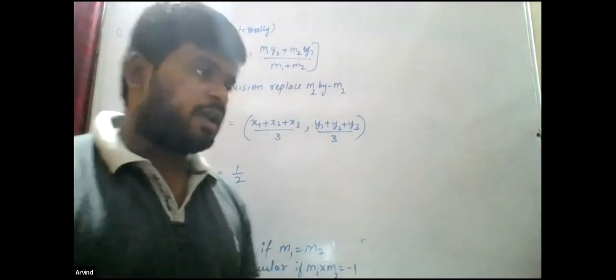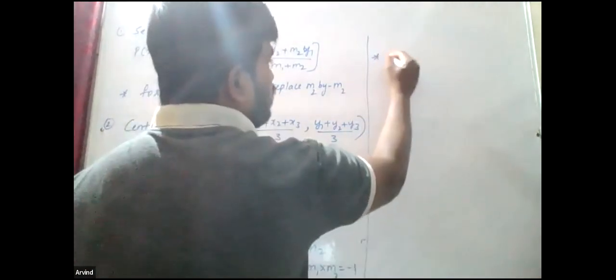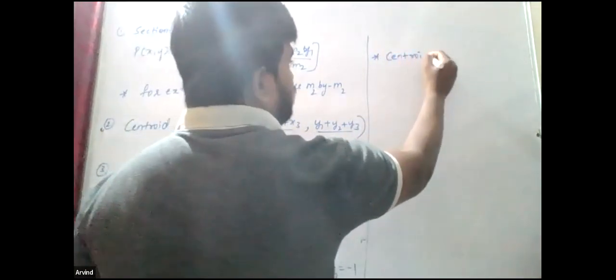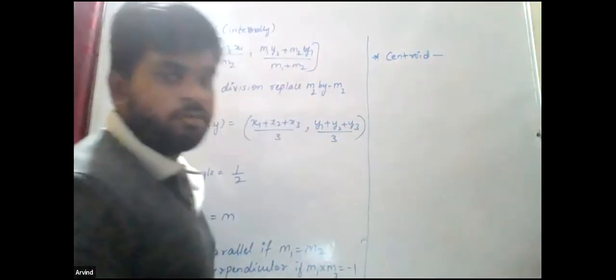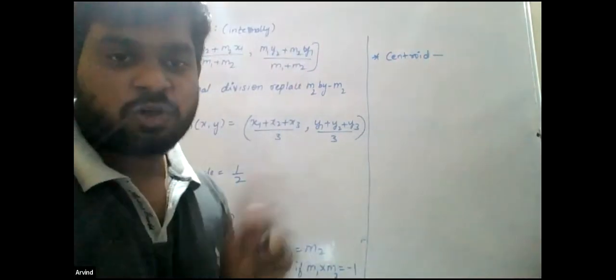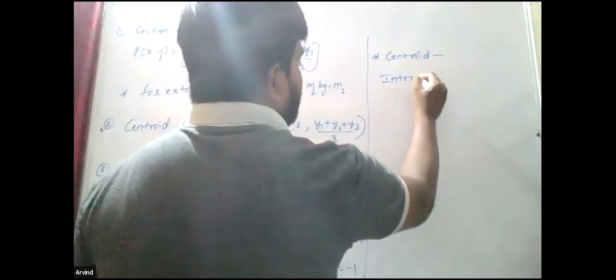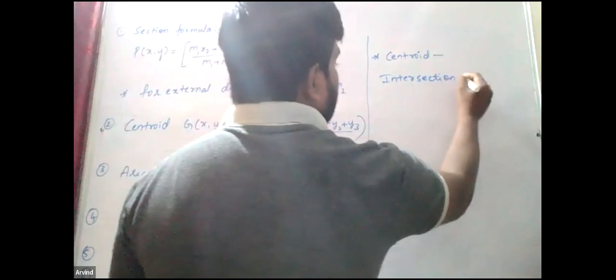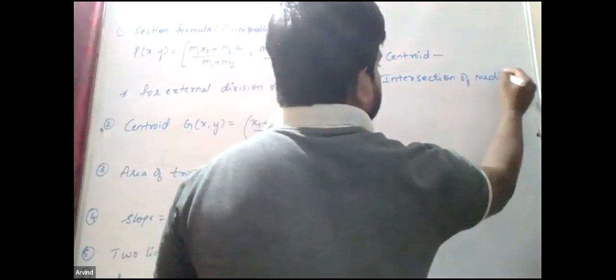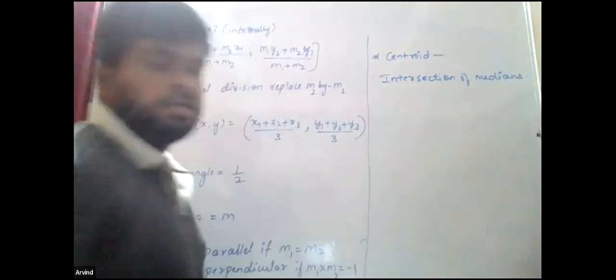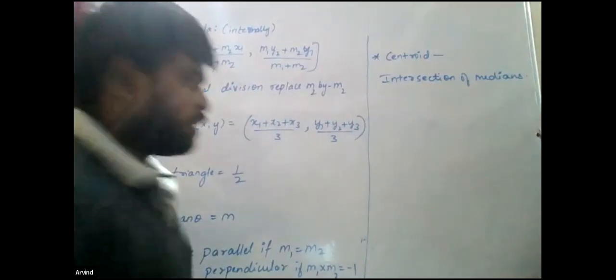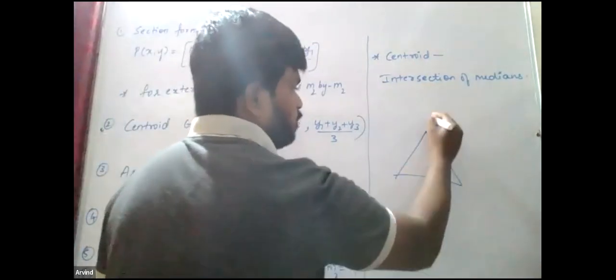Okay, centroid of a triangle. What is basically the centroid of a triangle? I'll write it here itself. Note it down. Centroid is the point where all the medians of a triangle meet. Intersection of medians. I have only written the shortcut formula. Centroid means the intersection of medians. For example, let's take one triangle. What is a median?